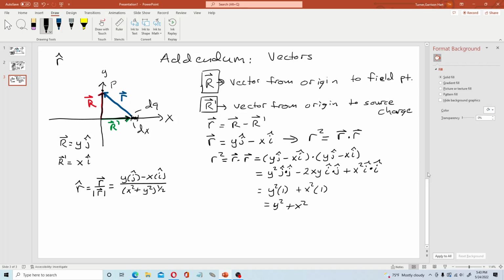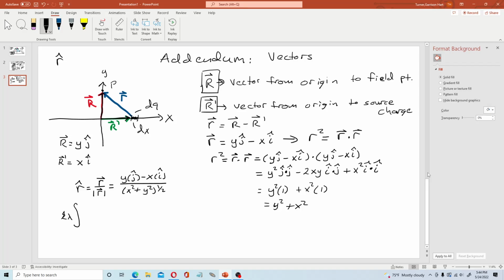And as a result, if you're doing this rigorously, this would then get put into your integral. So you would have something that looks like this. You would have an integral, bring k and lambda out front.